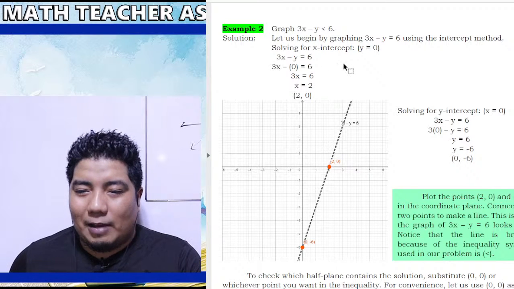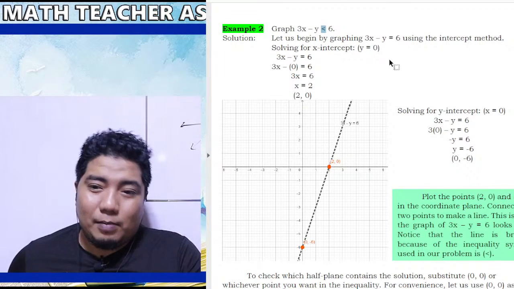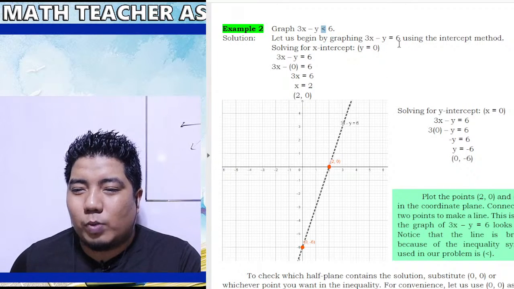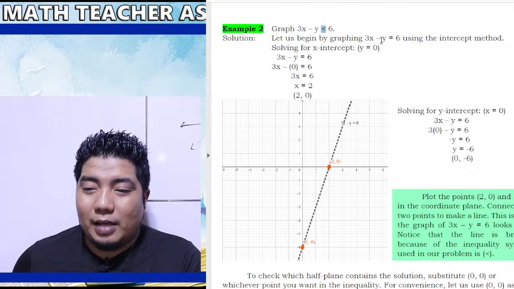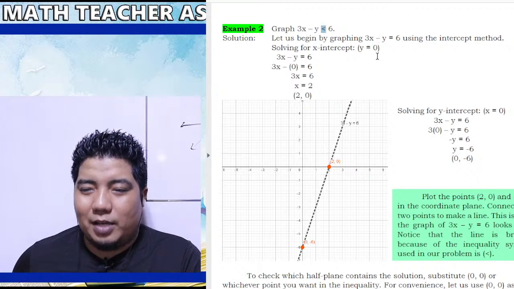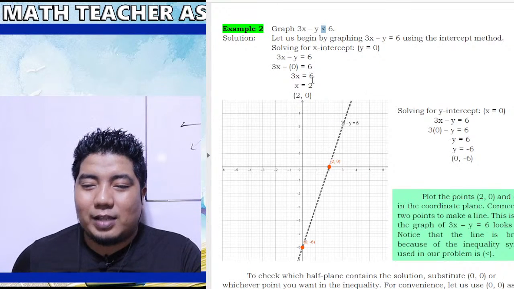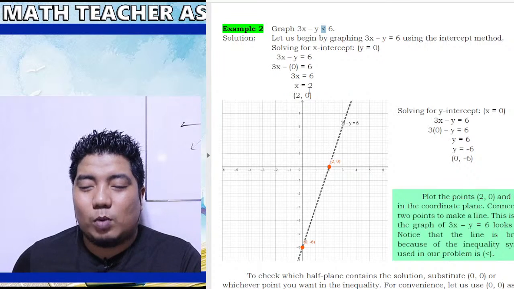So, what was done is, this less than symbol, you turned it into an equal sign. Okay? So, 3x minus y equals 6. Then, we solve for the x-intercept by putting 0 as your y. So, 3x minus 0 is equal to 6. So, 3x is equal to 6. Divide both sides by 3 and you will have x is equal to 2.